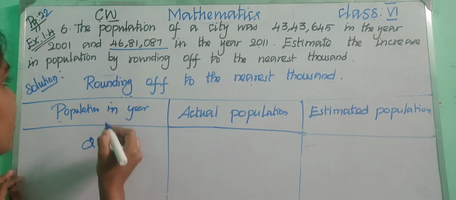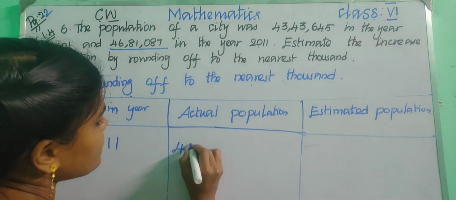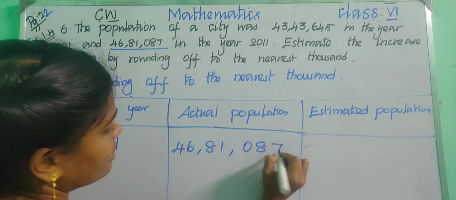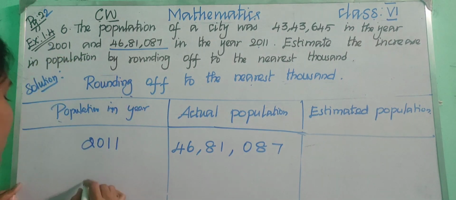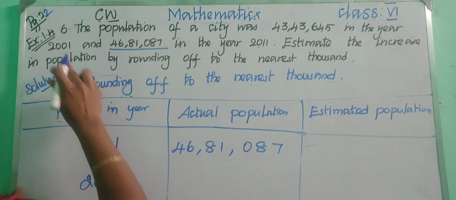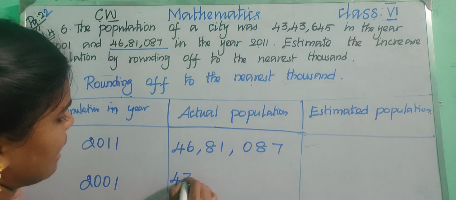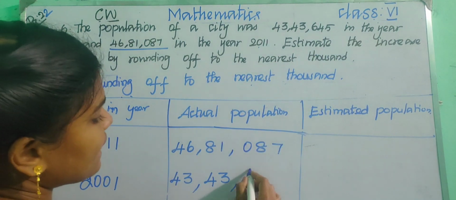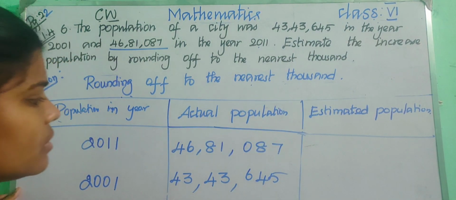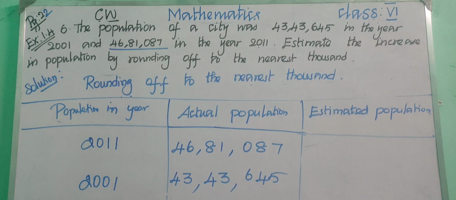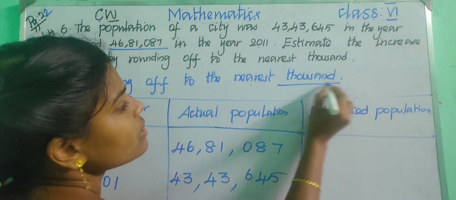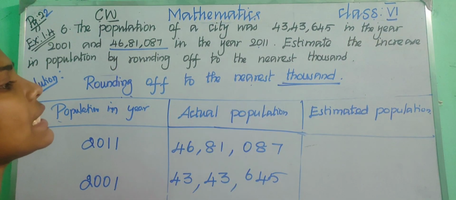In 2011 the population is 46,81,087. Okay, so in 2001 what is the population? 43,43,645. Okay children, so we have written the populations of the 2 years. So we are going to find the estimation for this. We are going to round off to the nearest 1,000.